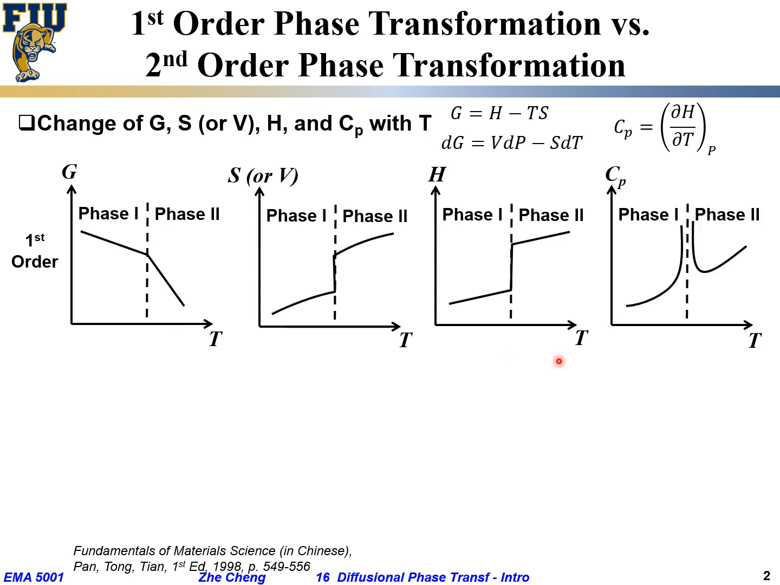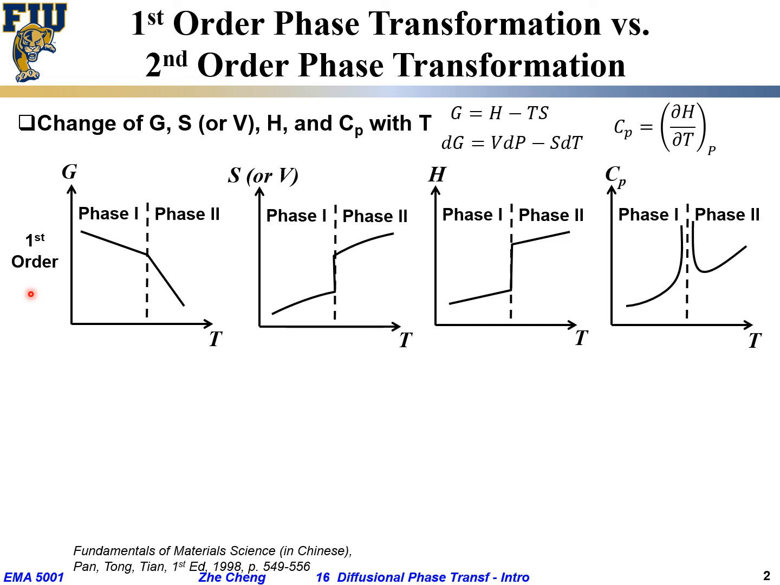And finally, it's about the heat capacity, CP. Because of this sudden change in the enthalpy or the heat term, the heat capacity would approach infinity around the equilibrium temperature, because at that temperature there is a sudden change in system heat, but there's no change in temperature. As a result, the heat capacity appears to approach infinity around the temperature for such first order phase transformation.